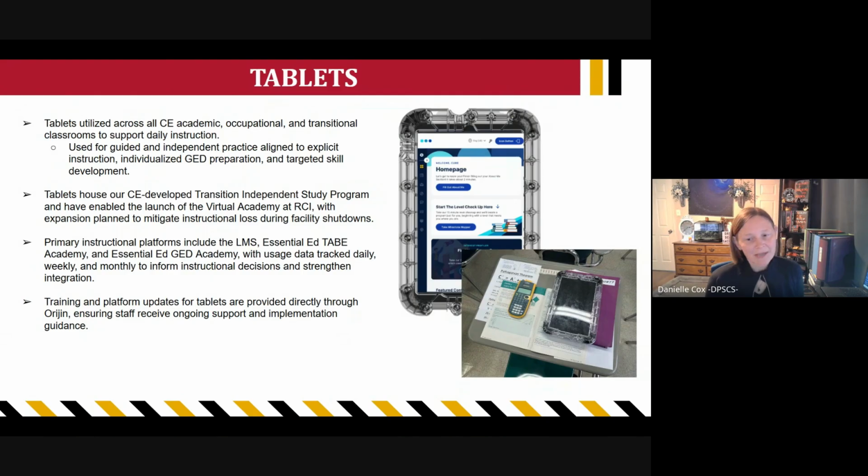The Origin tablets are completely different. There is no cost to the incarcerated individual for use of those tablets. Actually, that is the company's main slogan, that they will not provide technology at the expense of an incarcerated individual or their family. So it's on the state to purchase those tablets and that technology.